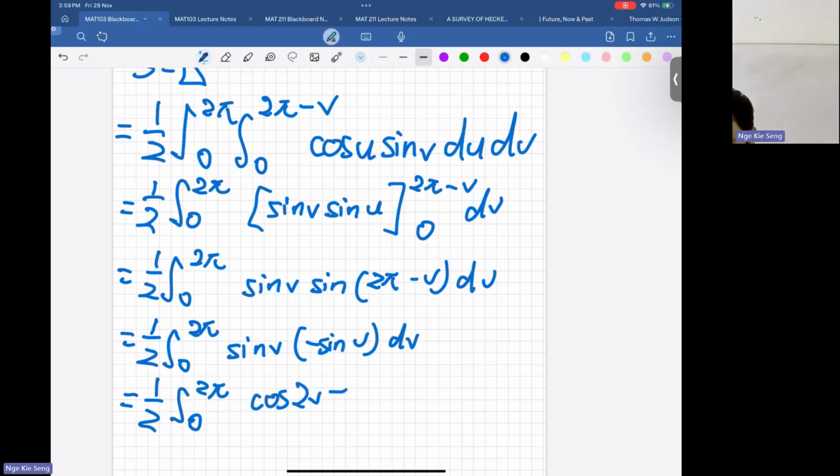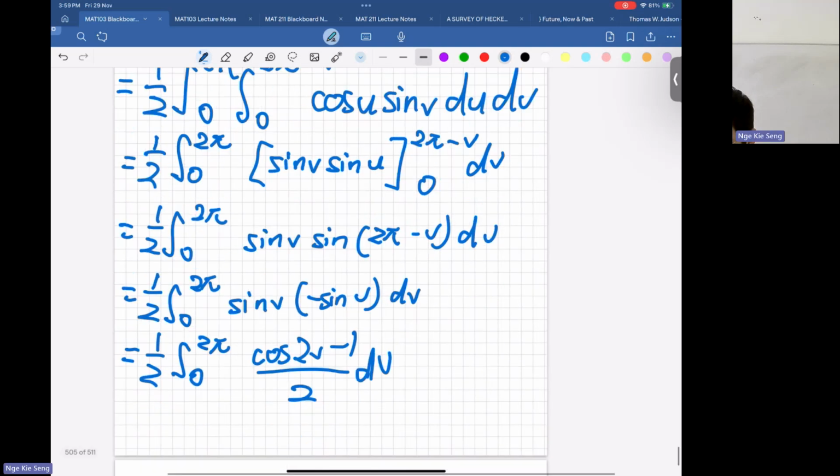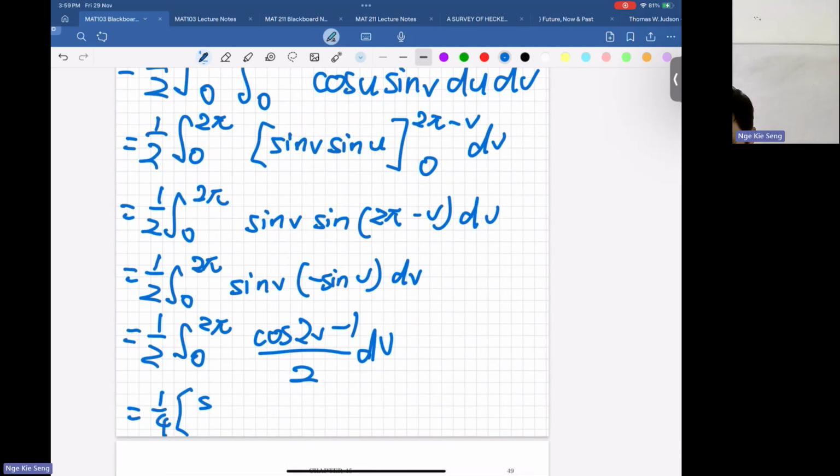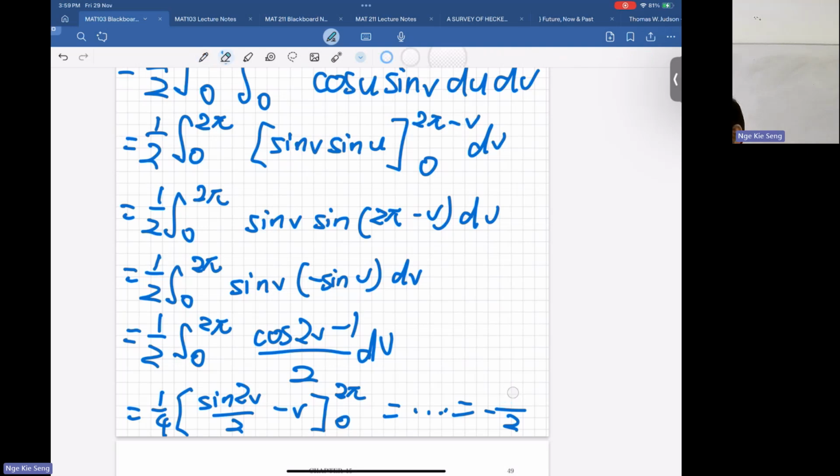If you integrate this, you get one quarter of (sine 2v over 2, minus v) from 0 to 2 pi. If you compute it, you get minus pi over 2. Really, we want to put an absolute value on the Jacobian, because we don't want the sign of the Jacobian to change the area or volume that we compute. It's only changed by size, not by sign.